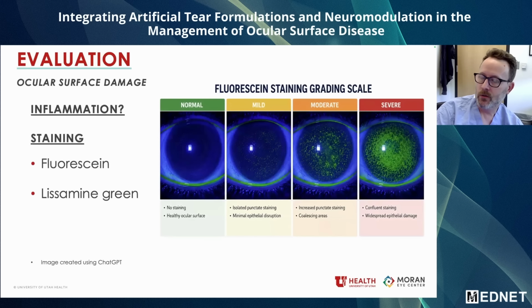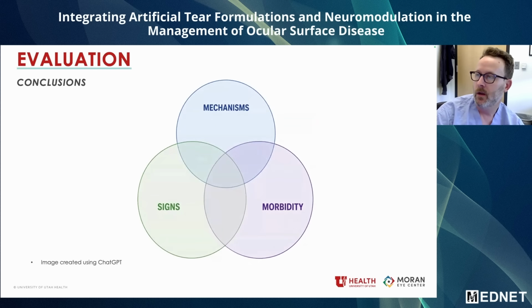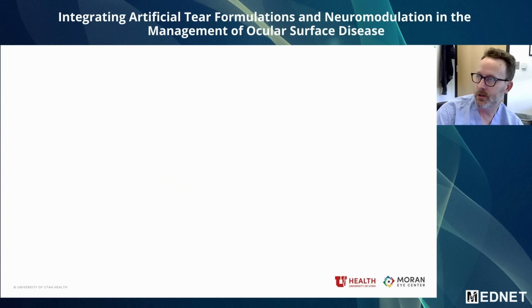You can look at the ocular surface using something like fluorescein to look for staining, which stains epithelium that is no longer there, and by the amount of staining you get, you can gauge or grade it from normal to severe. Lissamine green is another stain we use. It's not fluorescent. It's green and it is a little more sensitive. It stains devitalized or stressed cells. So basically, you're trying to bring everything together, mechanisms, the signs, and the morbidity, and figure out where your patient is on this in order to treat your patient.